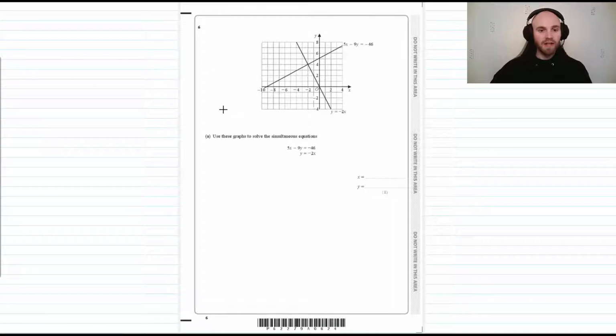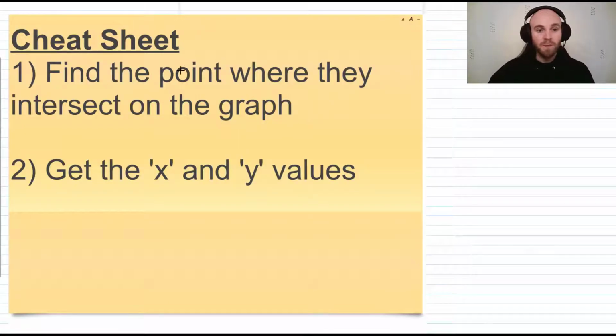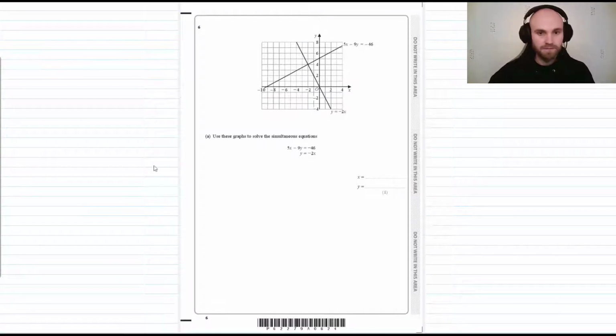So question 6, part A, use these graphs to solve the simultaneous equation. So we have 5x minus 9y equals minus 46, and y equals minus 2x. So if we go to the cheat sheet, we need to find the point where they intersect on the graph. And we need to get the x and the y values. So the point where they intersect is going to be here. So for the x value, it's going to be -2. For the y value, it's going to be 4.